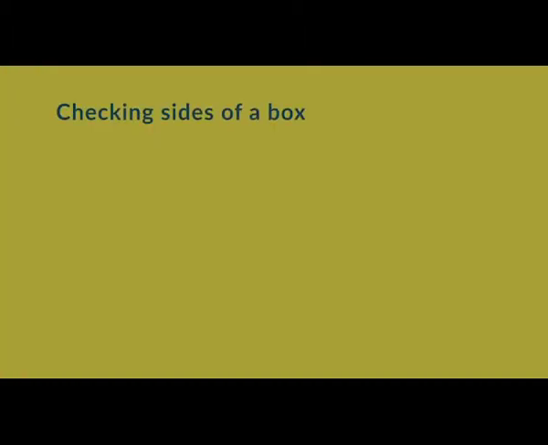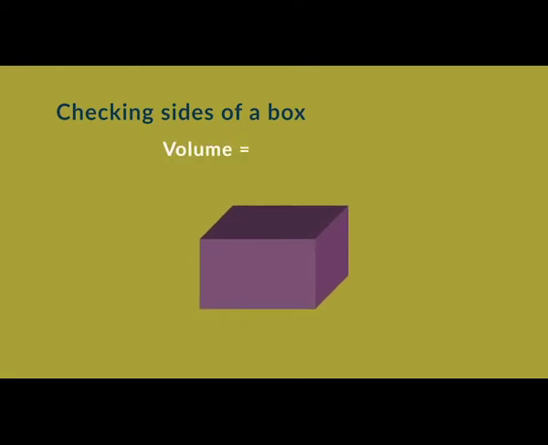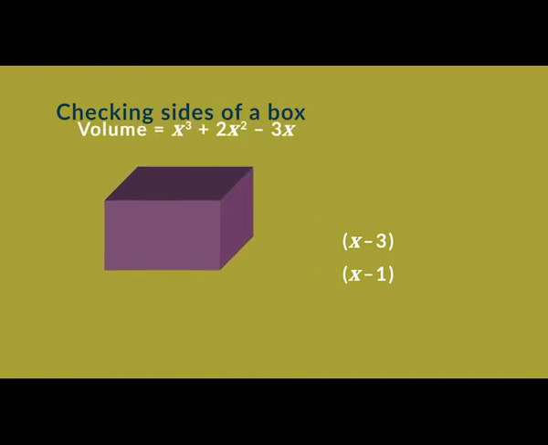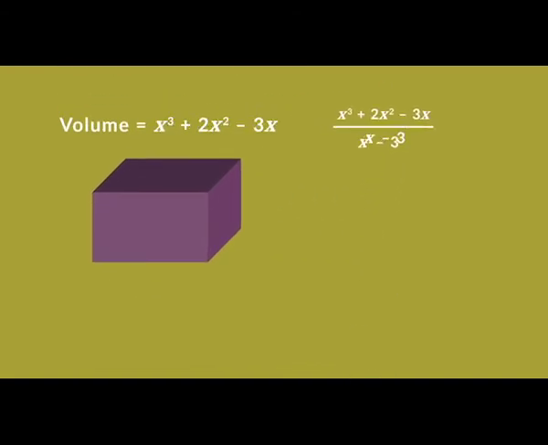Let's look at an example in which we can use this information. This box has a volume equal to the polynomial x cubed plus 2x squared minus 3x. That's the only information we're given. We know that the volume is equal to the length times the breadth times the height. If one of these expressions were equal to the side of the box, then it will divide into the polynomial without leaving a remainder. We'll start by looking at x minus 3.